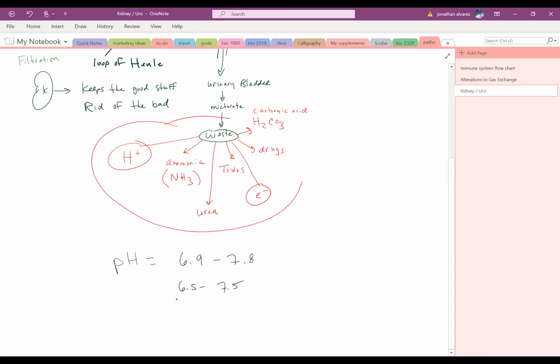But here's the thing. When you start getting closer to 0, this is not good, which is more acidic. And when you start getting more alkaline, also known as basic, okay, this is also not good. And that range would be 14. Okay, so 0 to 14 is your pH scale range, and you want to be relatively neutral.